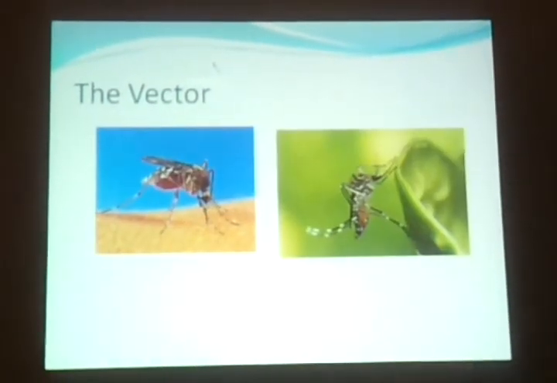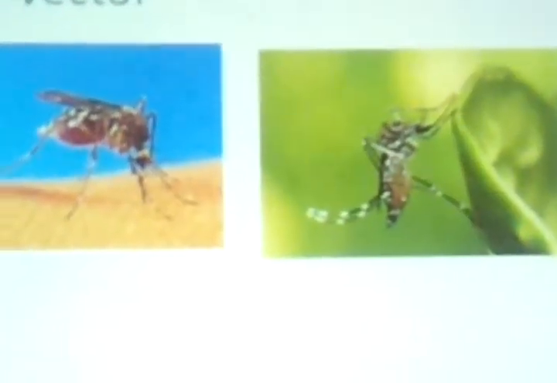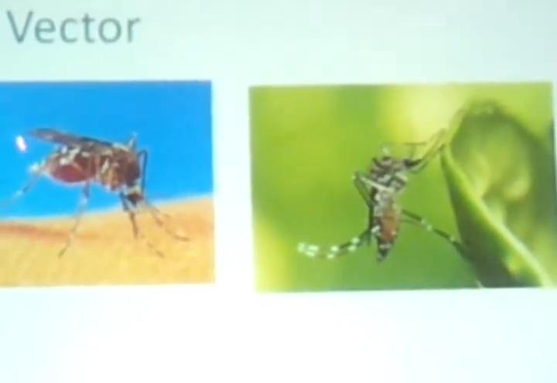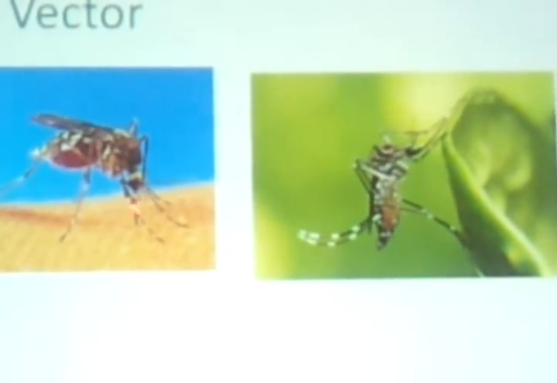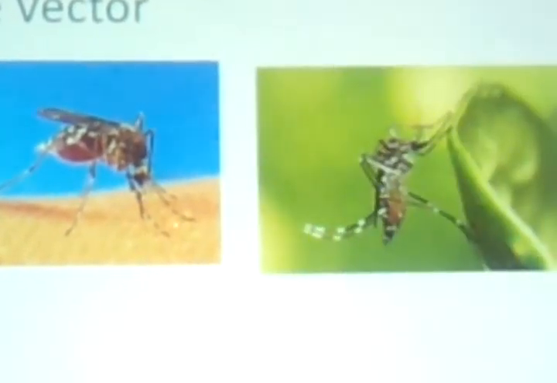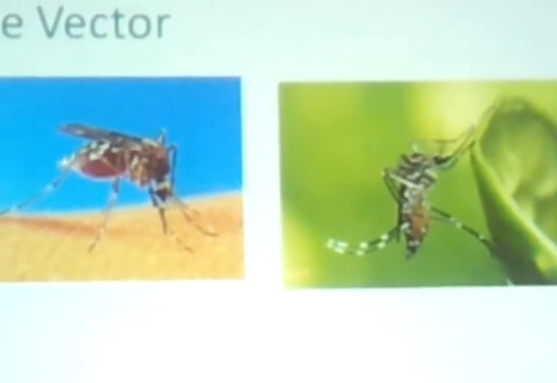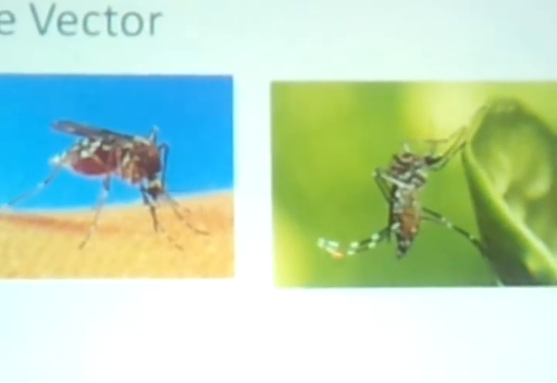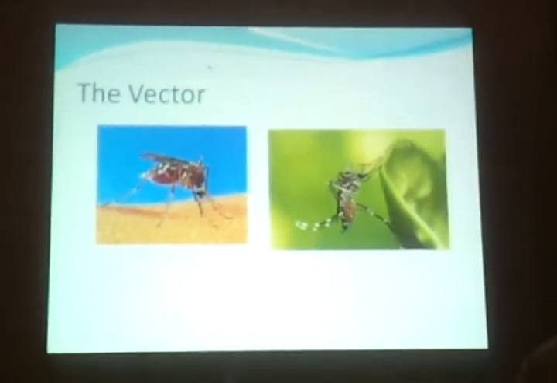Okay, so this is a very good picture of the Aedes. As you can see, it's already full of blood. So during the extraction of blood, the virus is already inside the patient. The reason why we call this the tiger mosquito is because of the lines found on the legs of the mosquito. That's why it's called the tiger mosquito.